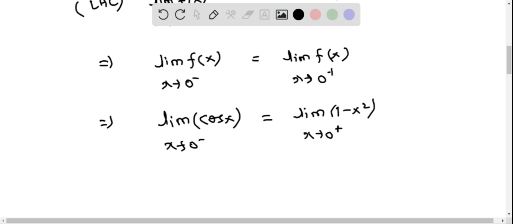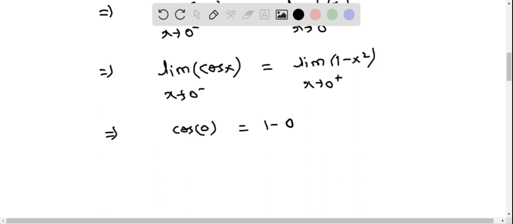Now let's do the substitution. I can plug in 0 for x, so cos of 0, and I'm just verifying if it is equal to 1 minus 0. Notice that I'm not equating here, I'm just verifying if these two are exactly the same. So cos 0 is 1, is it equivalent to 1? Yes, both sides are the same, which is a true condition that is met.